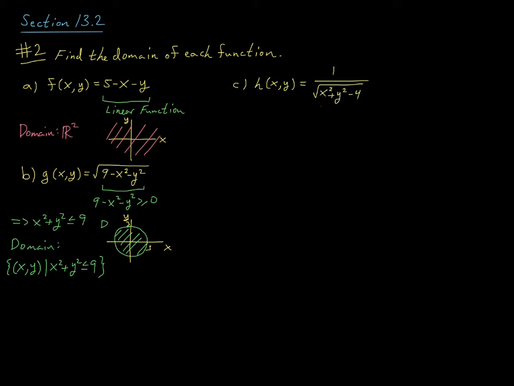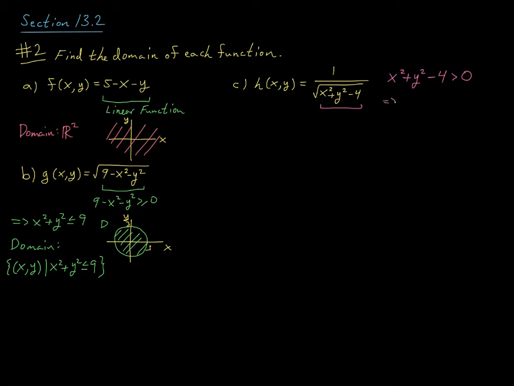Let's check out C. Now here we have h of x, y is equal to 1 over the square root of the quantity x squared plus y squared minus 4. And now here there's really two things to watch out for. There's the square root, so we're going to need this thing inside the square root to be greater than or equal to 0 for that to be real valued. But then also because of the division, I can't have the thing inside the square root equal 0. So putting those conditions together, we would need x squared plus y squared minus 4 to be strictly greater than 0.